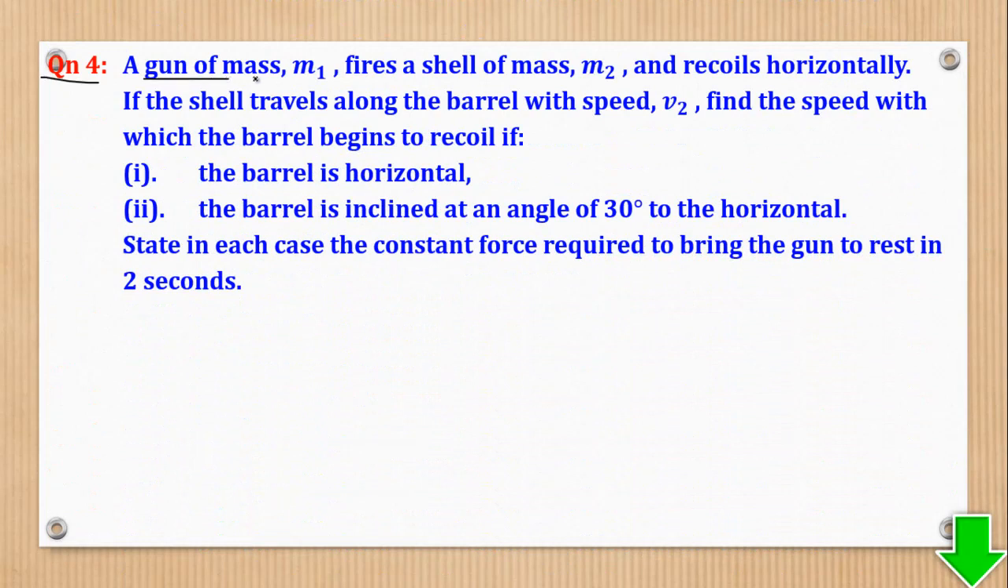Then question 4 says a gun of mass this fires a shell of mass this and recoils horizontally. If the shell travels along the barrel with speed this, find the speed with which the barrel begins to recoil, 1, if the barrel is horizontal, and 2, if the barrel is inclined at an angle of 30 degrees to the horizontal. State in each case the constant force required to bring the gun to rest in 2 seconds.